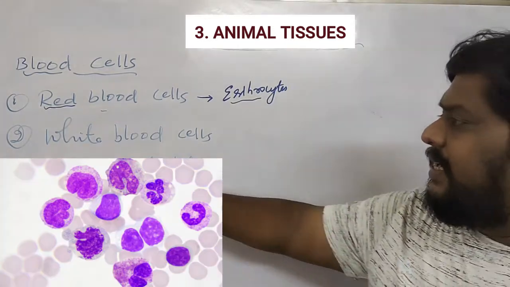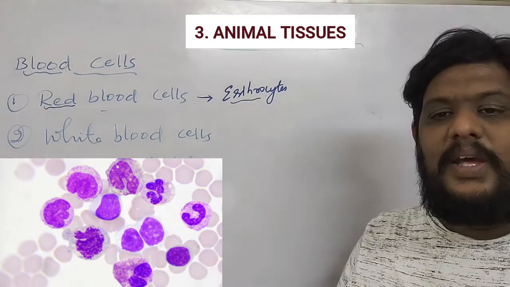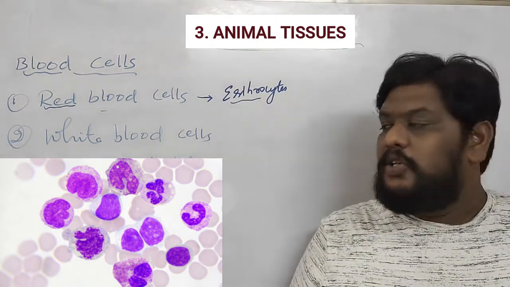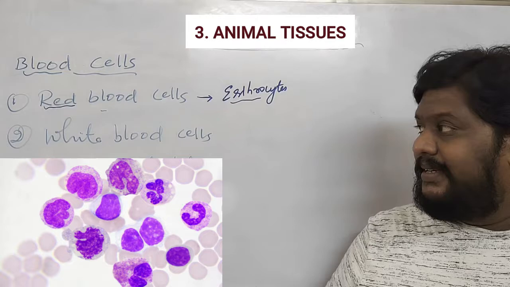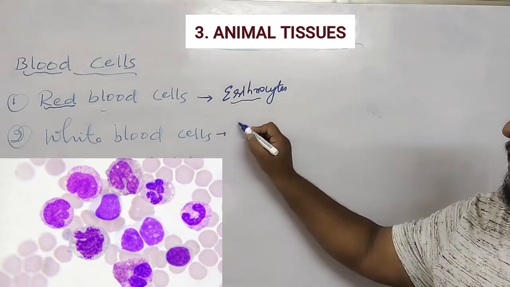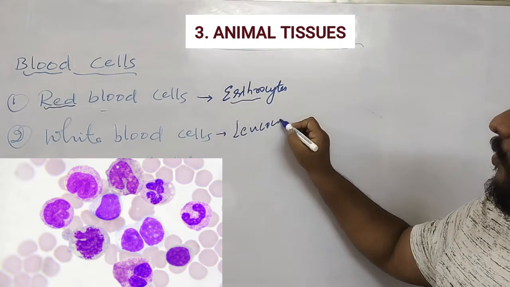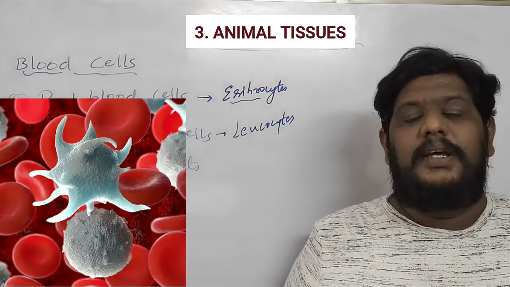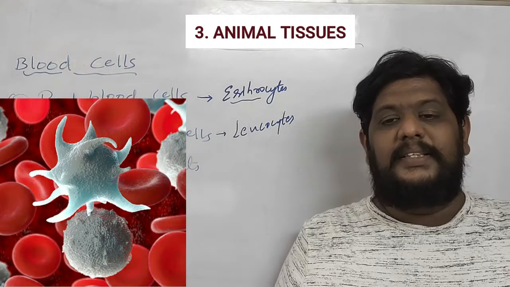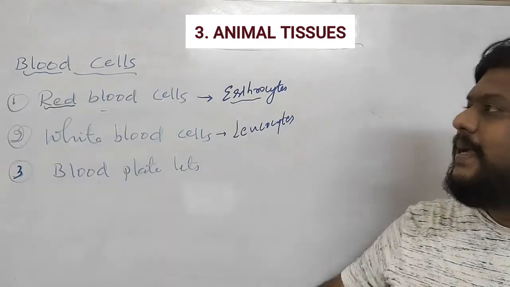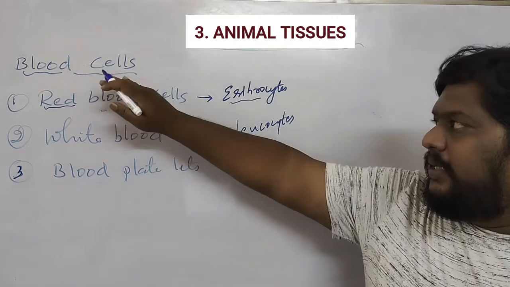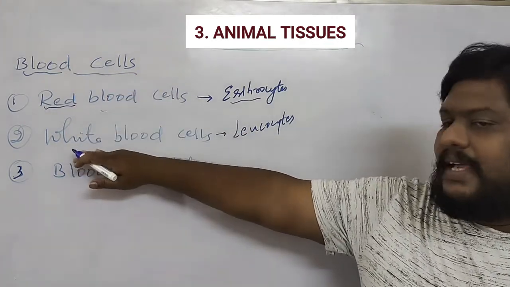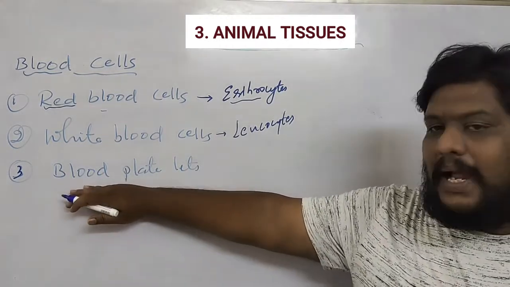Now the second one is the white blood cells. They are called white blood cells because they don't have any color, so white actually means colorless. They are also called leukocytes. And the third one is blood platelets. So these are the 3 different kinds of cells present in the blood: red blood cells, white blood cells, and blood platelets.